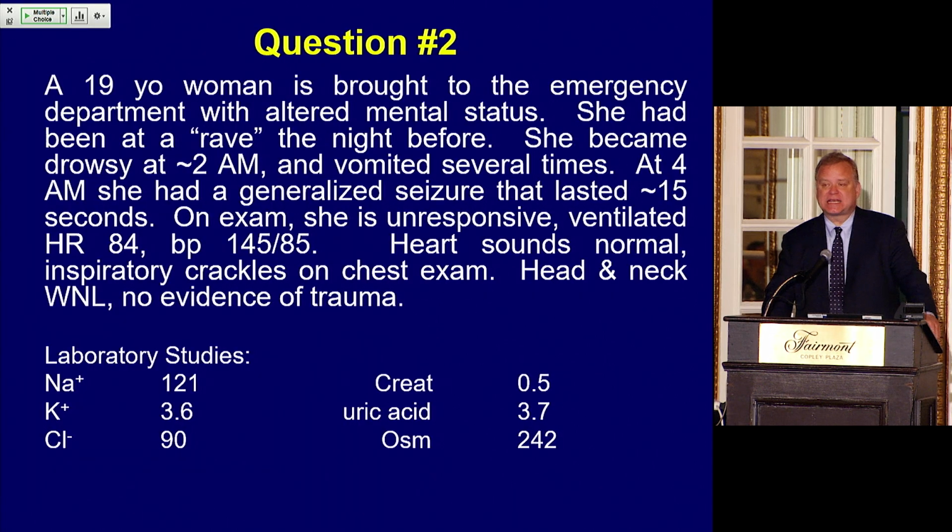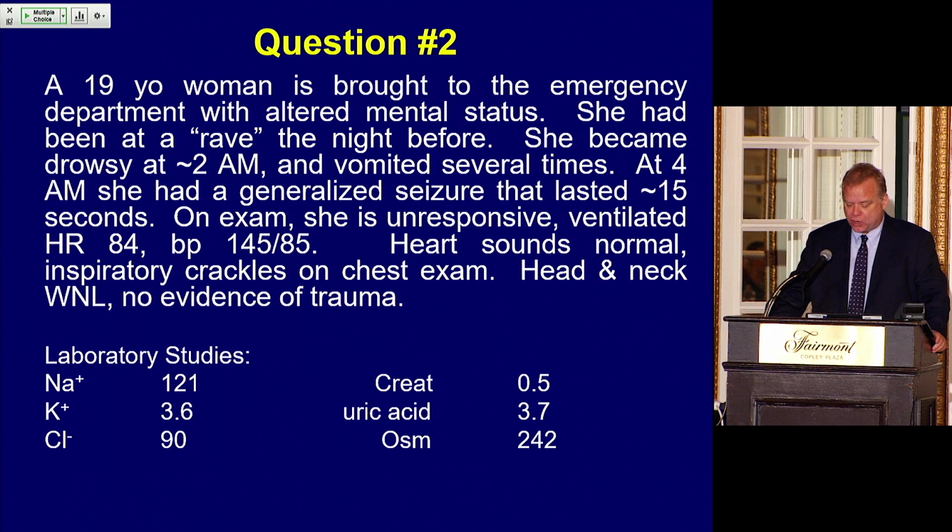So here we have a second question. It's a 19-year-old woman brought to the emergency room with altered mental status. She'd been at a rave the night before, so we think we know what's going on. She'd become drowsy at around 2 a.m. and vomited several times. At 4 a.m., she had a generalized seizure.